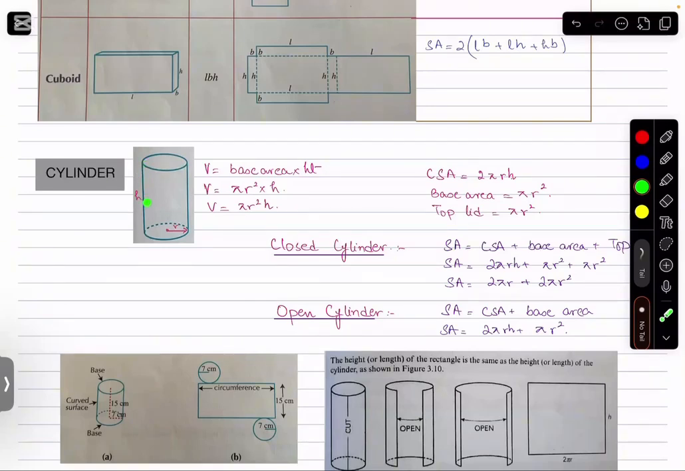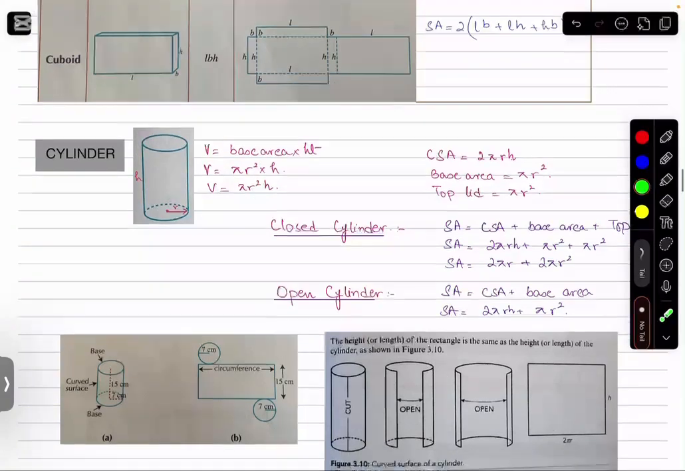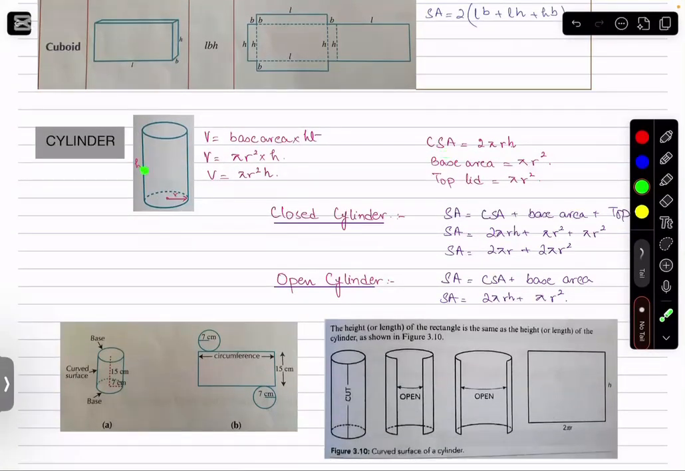In case of a cylinder, the base area is a circle. So I should say it's pi r squared times height, and this is going to be the volume of a cylinder. And what is the curved surface area? The curved surface area represents this part, right? The base here is a circle. The top here is also a circle. And this part here is my curved surface area.